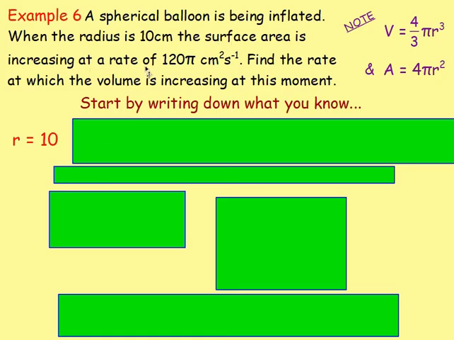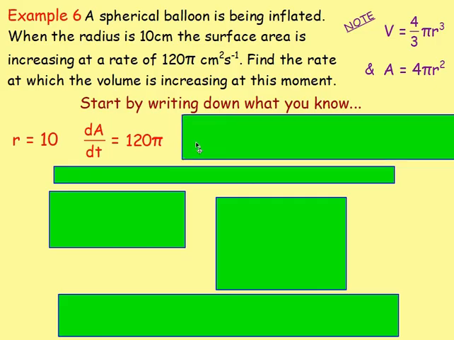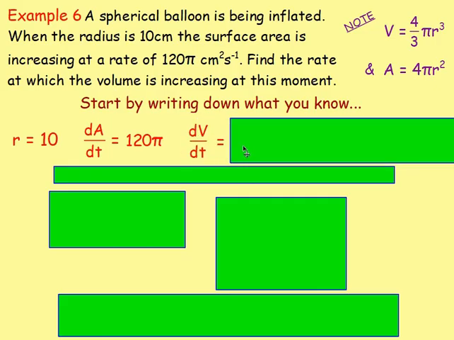Because the surface area is increasing at this rate, it's going to be the rate of change of the surface area. I'm just going to write down A. So that'll be dA by dt, and that is equal to 120 pi. So find the rate at which the volume is increasing. Well, because we want the rate of change of the volume, that will be dV by dt. And that will equal, well, we don't know yet. It's what we want to find.